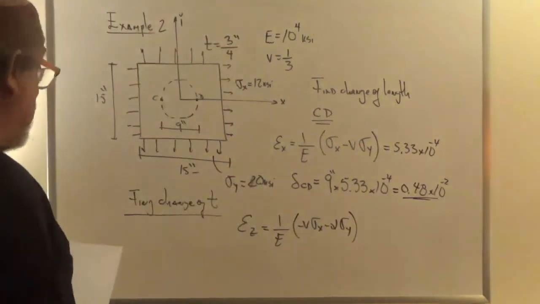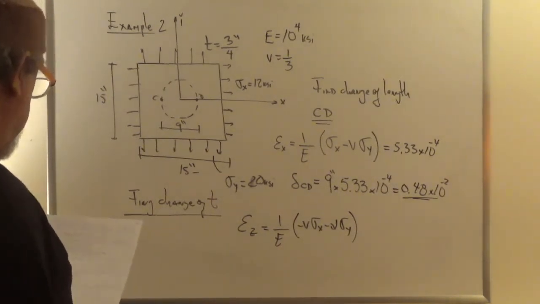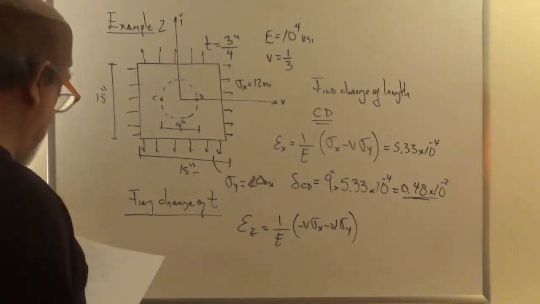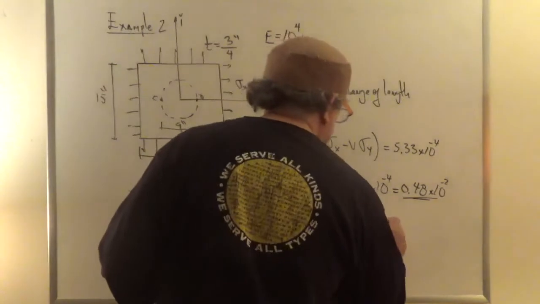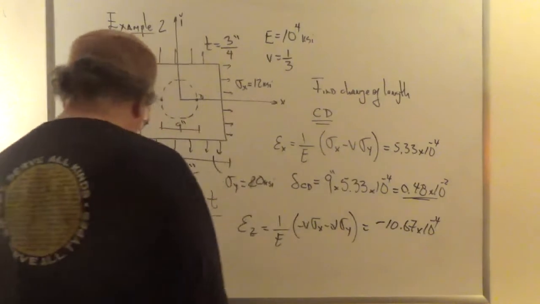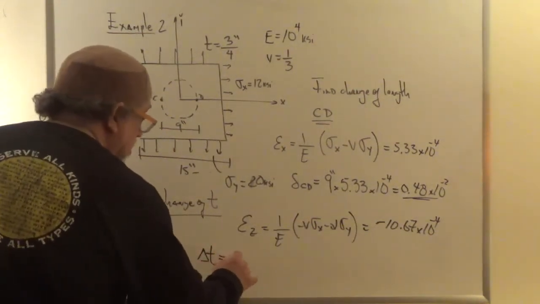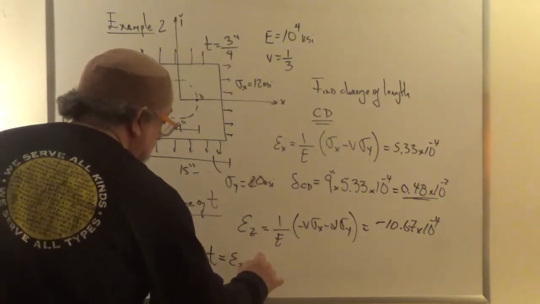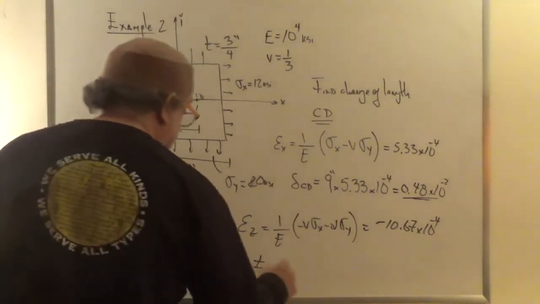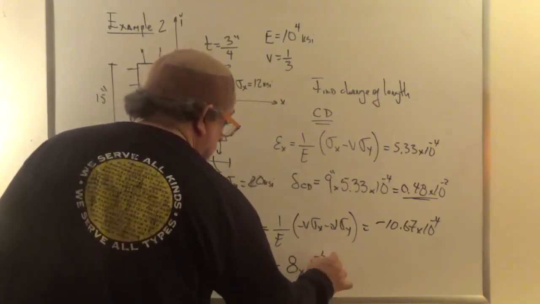So we put the values for E, for nu, for sigma x, for sigma y, and we get minus 10.67 times 10 to the minus 4. So how much is the change in the thickness of the plate? It's just epsilon z times the thickness of the plate. The thickness of the plate is 3/4 of an inch. You multiply it and you get 8 times 10 to the minus 4 inches.